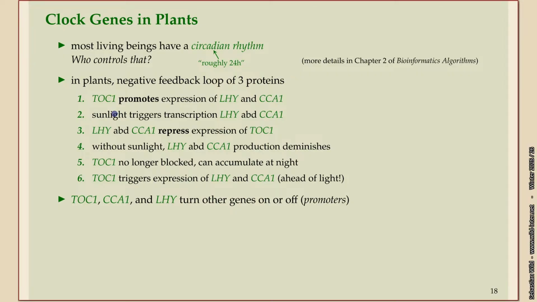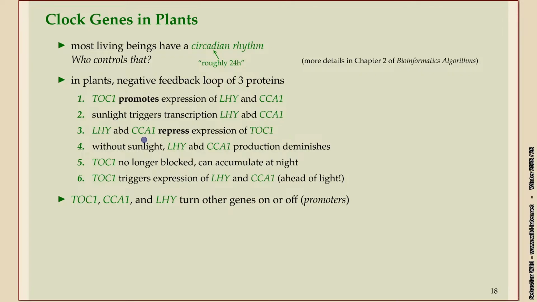I'm not sure what these abbreviations stand for. I'm sure they have some long chemical name. I'm just going to use the abbreviations. There's one that, if it's present, it means there's more translation. TOC1 promotes the expression of these other 2, so more of them get made. Think of it as taking the block away, as in the video. Also, sunlight seems to trigger their expression.